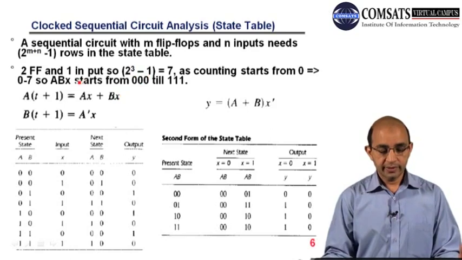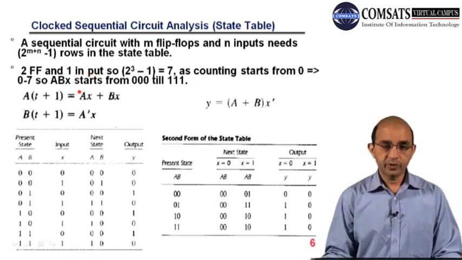methodology or formula. So here, if you have two flip-flops and one input, normally in our examples, for the sake of simplicity, we have one flip-flop or one input, or sometimes two flip-flops and one input. So here we have two flip-flops and one input. So the possible combinations, or you can say the possible rows, in other words, will be 2 raised to the power 3, minus 1.